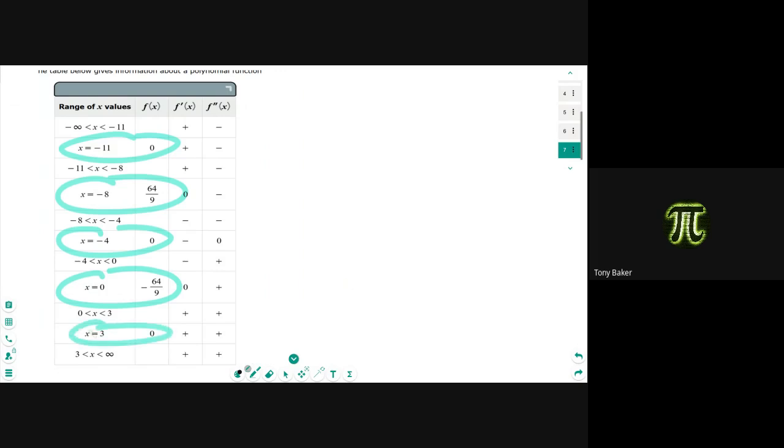The other thing that this does, the next piece are these. These are going to tell you what is happening in between those points. Based on your first derivative and your second derivative, you should have an idea of what's going on in those intervals. So between negative infinity and negative 11, what's this function doing? Is it going up or going down? Is it increasing or is it decreasing?